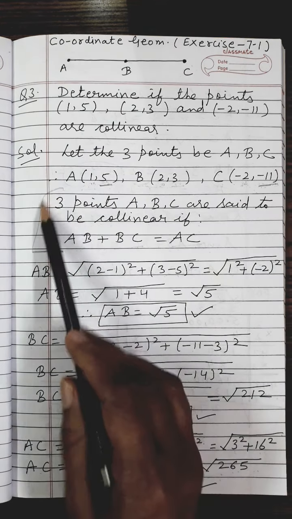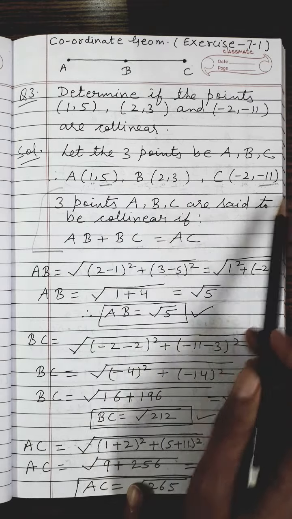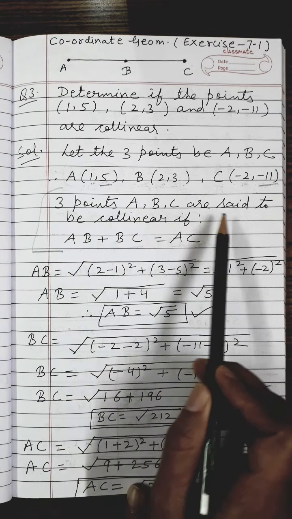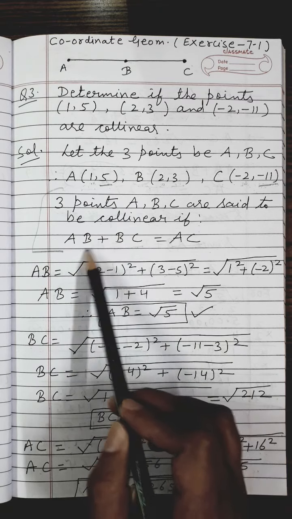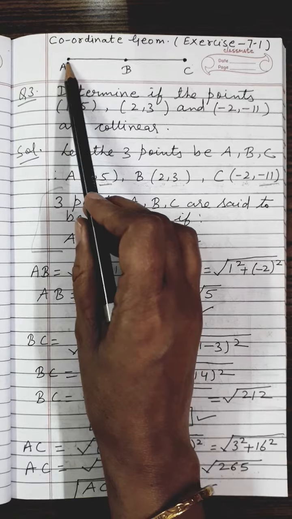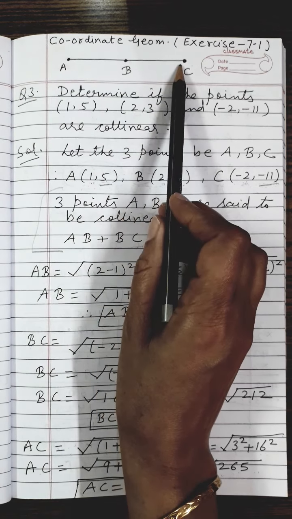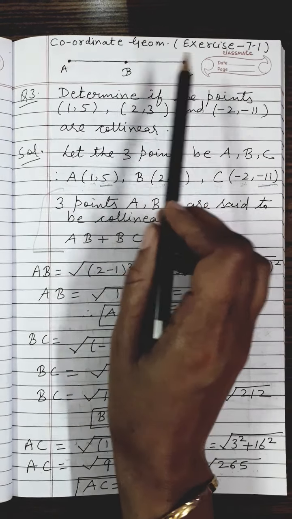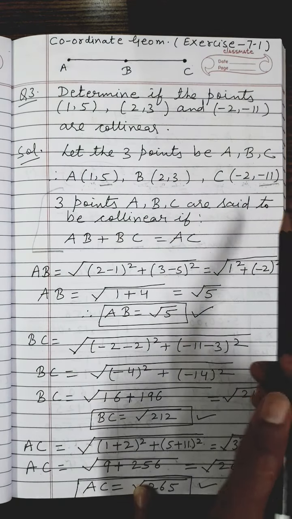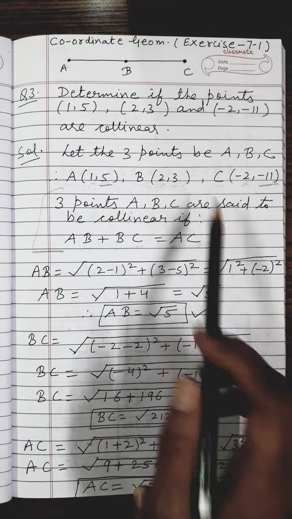Now the important condition for the 3 points to be collinear, we write it like this. The 3 points A, B, C are said to be collinear if AB plus BC equals AC. What does it mean? If the distance AB plus distance BC is equal to distance AC, then we say that the points A, B, C are collinear, meaning the 3 points are lying on the same straight line.